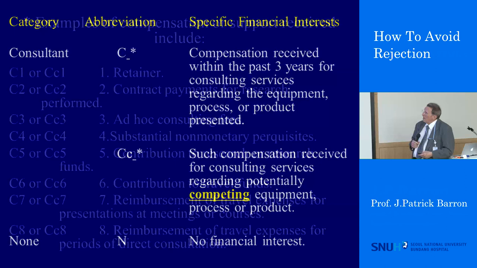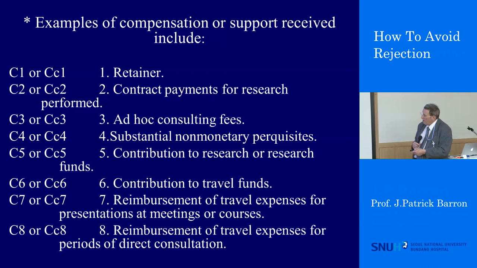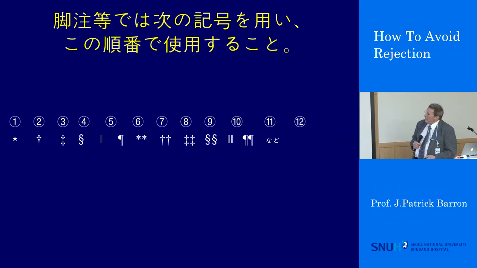And examples of compensation: retainers, contract payments, consulting fees, non-monetary perquisites like pickup at the airport or hotel accommodation, contribution to research or research funds, travel expenses. It's serious business. And these are the symbols given by the ICMJE for identifying marks. You've got the asterisk, the dagger, double dagger, the double S, the parallel lines, that's not an ampersand, but you get the idea. It's to keep the space as narrow as possible. So any questions?